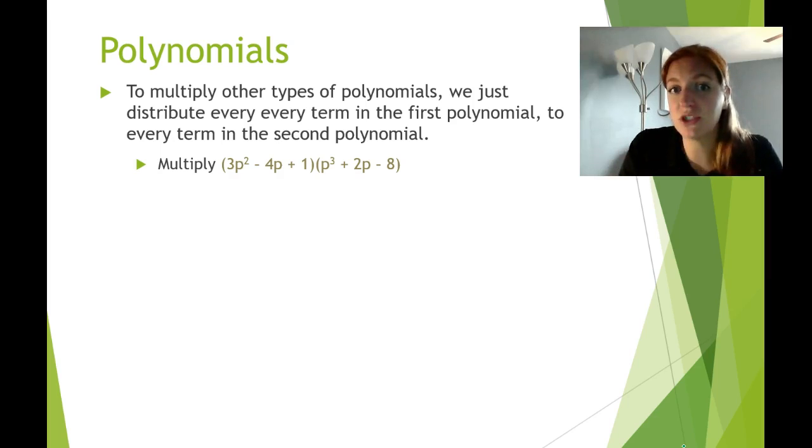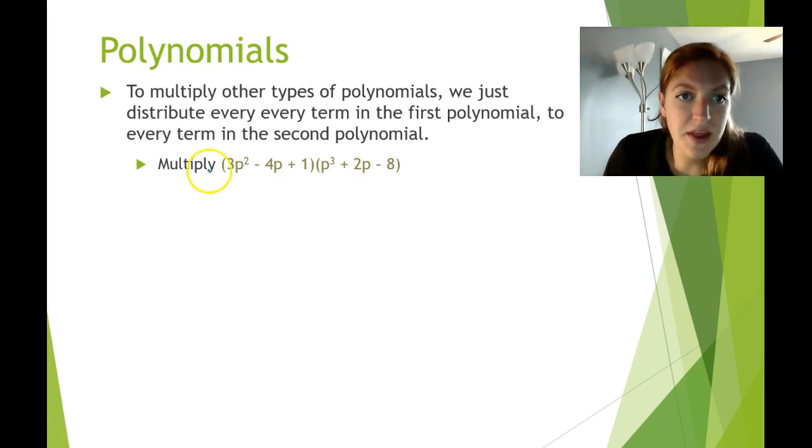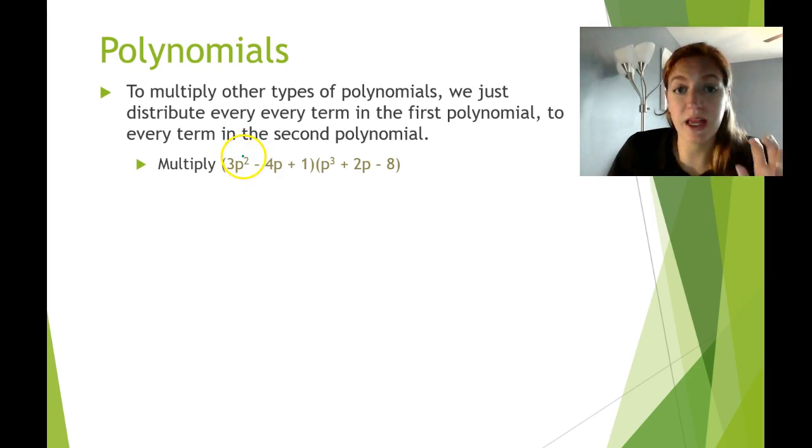So here I have two trinomials, which are two three-termed polynomials. And what we're going to do is distribute every term in the first trinomial to every term in the second trinomial. So there should be three lines coming out of each one of these terms. So we're going to distribute him to each one in the second.